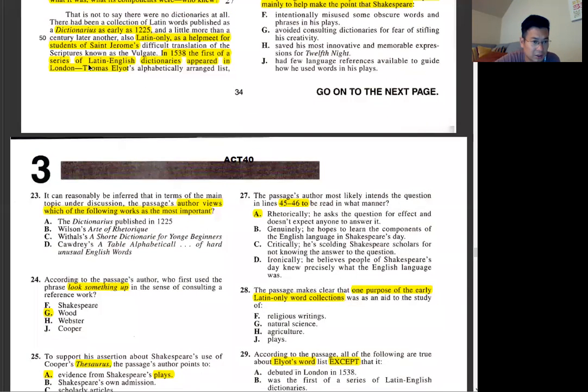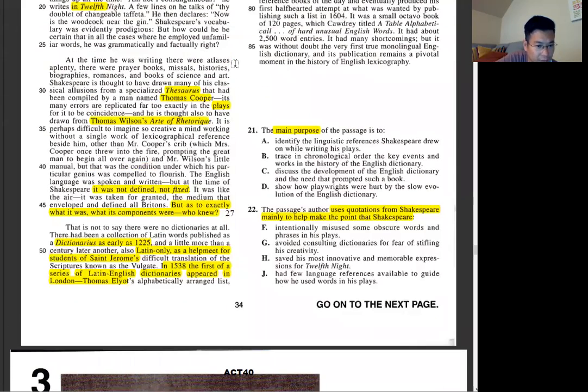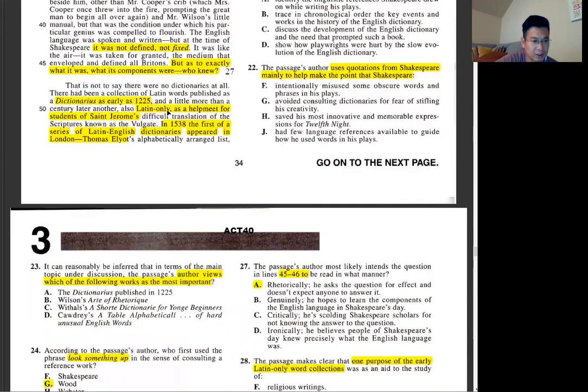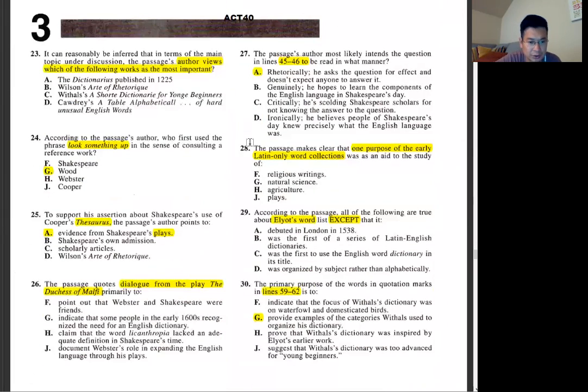If you go to Latin only, it says line 53, dictionary up here. Oh yeah, it says line 51. Students of Saint Jerome differ in the transcript and scriptures. So religious writing, so it's for the Bible scriptures maybe.